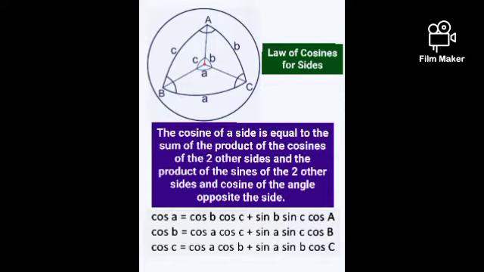Again, we use the law of cosines for sides for solving an oblique spherical triangle, depending on the parts of the oblique spherical triangle given.